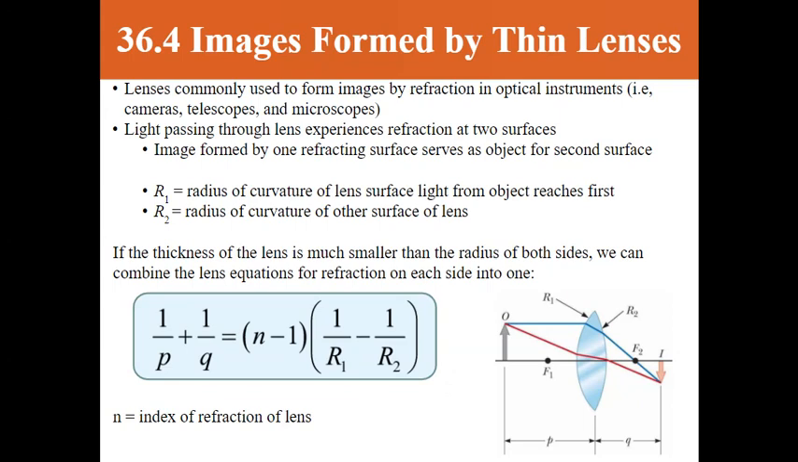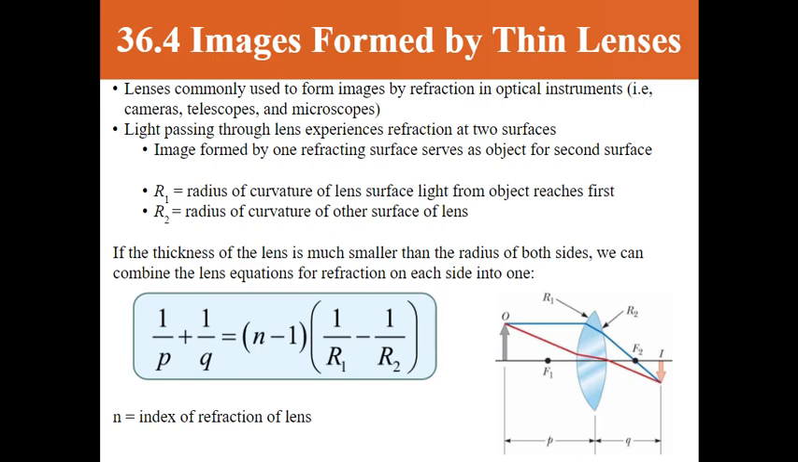Today, we're going to be talking about images formed by thin lenses. Last section, we talked about the refracting surface, basically light refracting from one medium to another. Now, what if you have light refracting into a medium and then refracting back out into the original medium, like with a prism? That's essentially what we see when light goes through a lens.